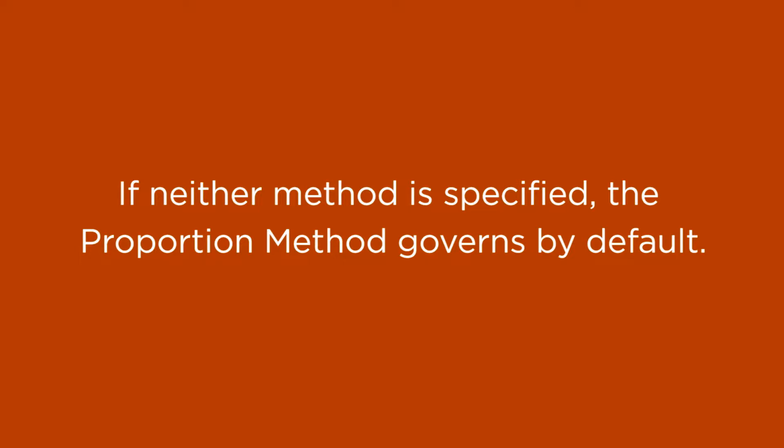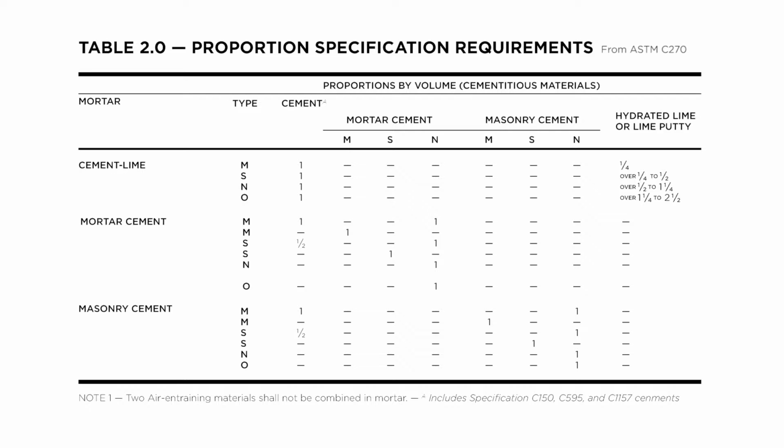ASTM C270 uses the proportion method as the default mortar specification, so if neither method is specified, the proportion method governs by default. The proportion method is basically a series of 16 different mortar mix designs that are listed in ASTM C270 Table 2. The table is organized by type M, S, N, and O, and shows various combinations of cement lime, mortar cement, and masonry cement mixes that over the decades of use have proven to produce reliable mortars.